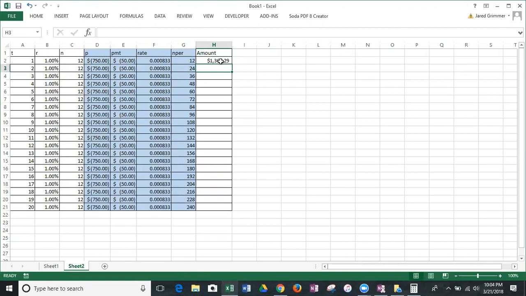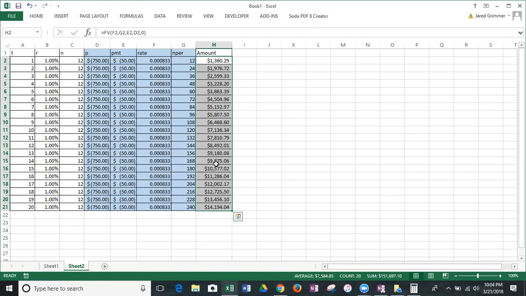Every month you would donate $50 to this savings account that started with $750. You can double click that down, fills there. Now, if you want to, you can highlight this last column, go to the bottom corner and create a graph. That's one way to do it.